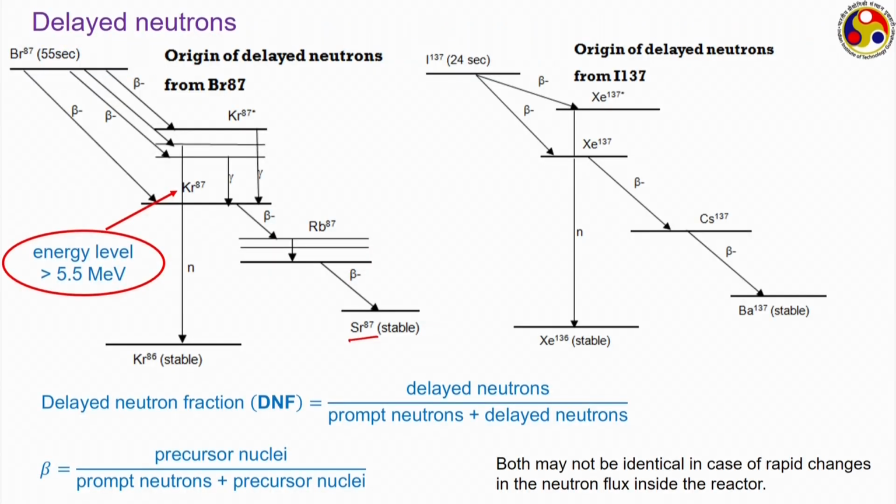But it is not possible to consider all those isotopes separately. Like if I go back to the previous slide, just take a look at this chain for bromine 87. There are how many isotopes involved? We have one bromine 87, this Kr 87, then number 3 Rb 87, then Sr 87 and also Kr 86. There are 5 isotopes which are involved in this. Similarly, in the other chain I 137, Xe 137, Cs 137, Ba 137 and Xe 136. So, again 5 here.